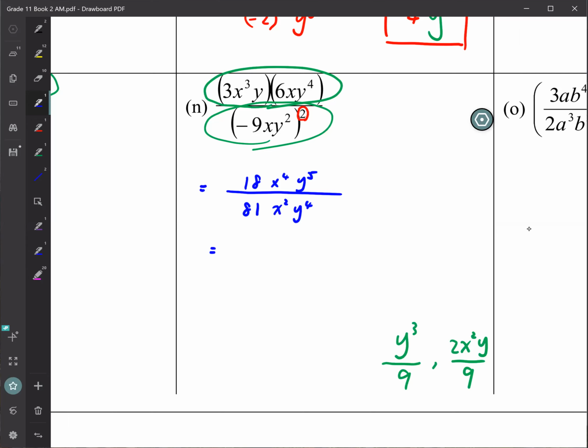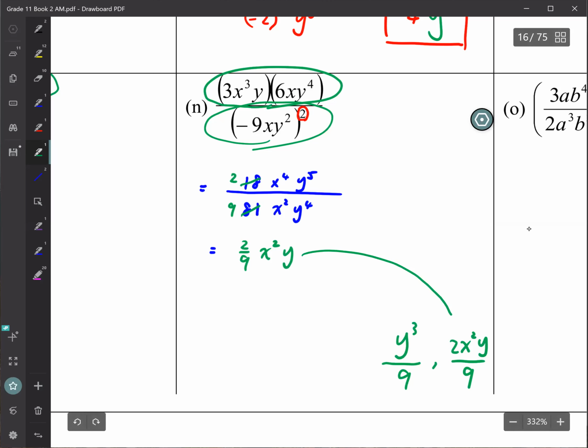So let's start with the coefficient. The coefficient we can reduce by 9. Top divided by 9 will give you 2. Divide by 9 at the bottom, gives you 9. So at the end, you will end up with 2 over 9. For x, x to the 4 minus 2, so x to the 2. And then y to the 1, 5 minus 4. So that's the same as writing it this way. So yeah, that's all. Okay, look at the next one.